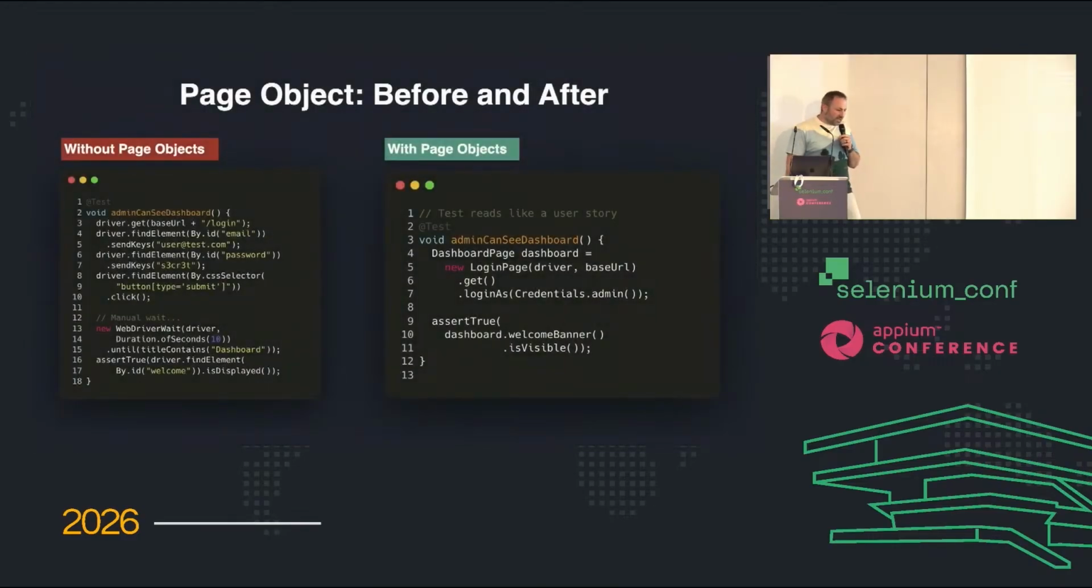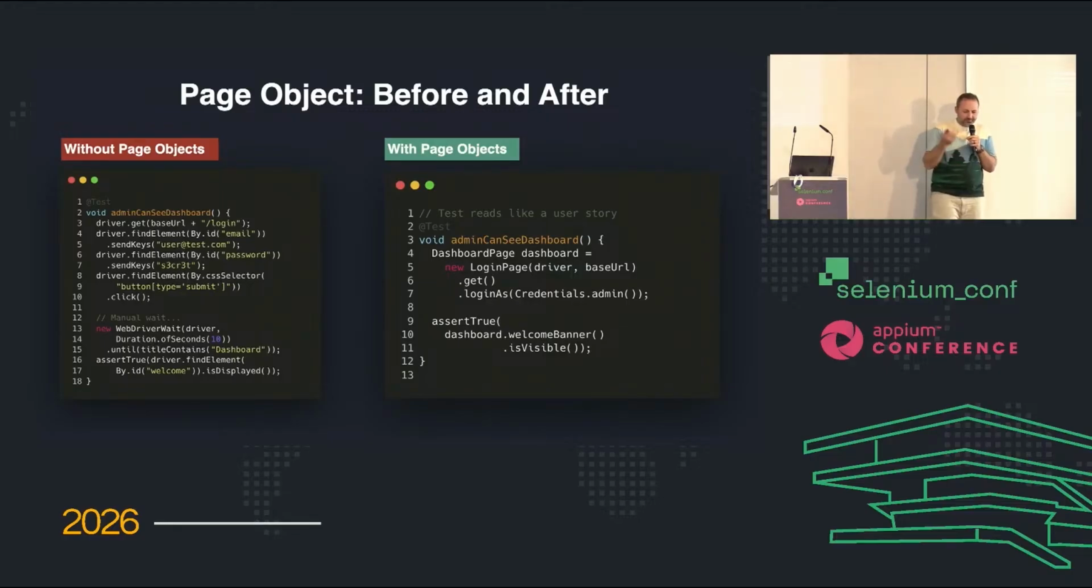So taking a look at two simple examples: without page objects, it's the same example from the beginning that I showed, and with page objects. You can see here it's a simple test which is logging in and checking that the welcome banner is visible.